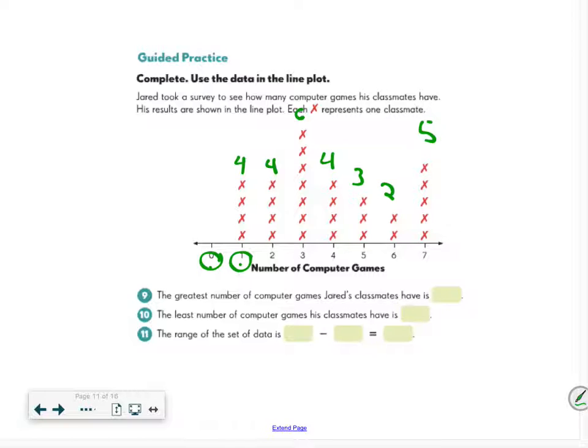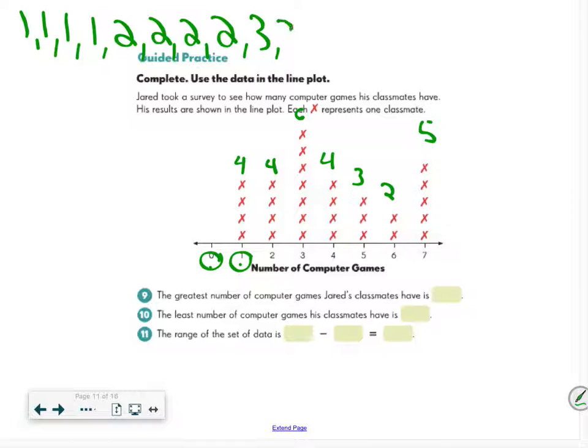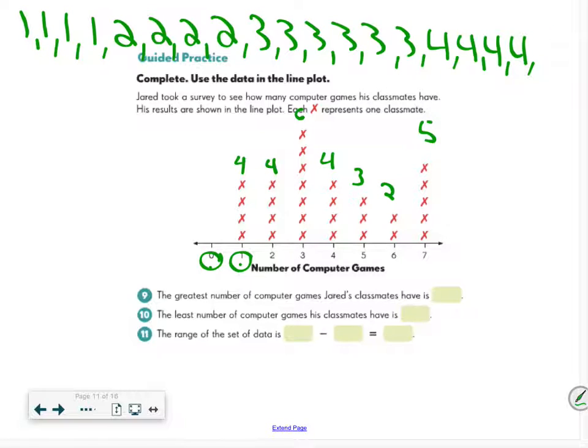So I'm going to list out all these numbers because these X's really don't mean anything. So I have 4 kids who have 1 computer game. 4 kids have 2 computer games. 6 kids have 3 computer games. I have 4 kids who have 4. I have 3 kids who have 5. 2 that have 6. And 4 that have 7. It's easier if you have it in one straight line, but I ran out of room on my smartboard.